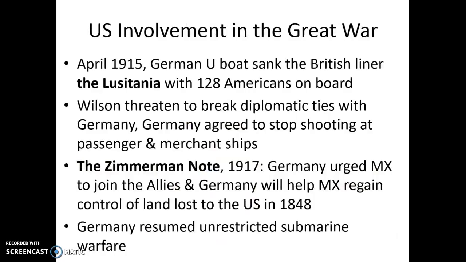So certain events take place that eventually get the United States involved in the war. We'll start in April 1915. World War I starts in 1914. Well, when the war begins, the United States is able to ship weapons to both sides, the Allies and the Entente. And that's making the United States very profitable.